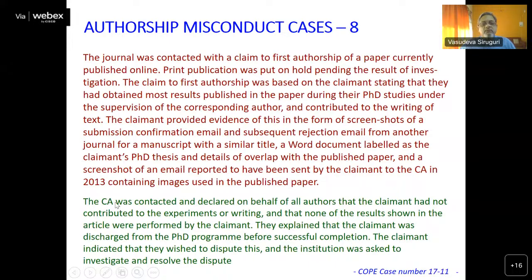So here the corresponding author was contacted and declared on behalf of all authors that the claimant had not contributed to the experiments or writing and none of the results shown in the article were performed by the claimant, and they explained that the claimant was discharged from the PhD program before the successful completion. And then the claimant indicated that he or she wanted to dispute this and the institution was asked to investigate and resolve, because the editor cannot go into this issue at this point.